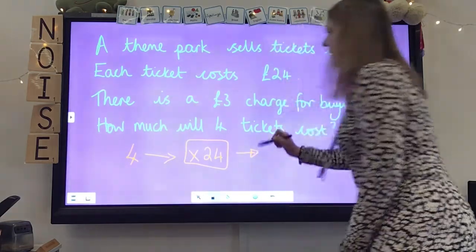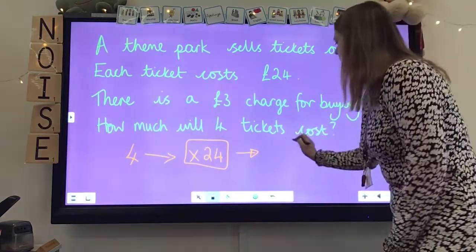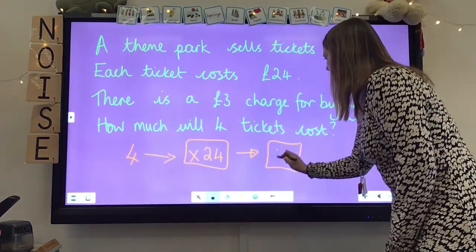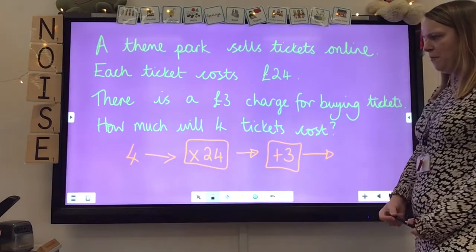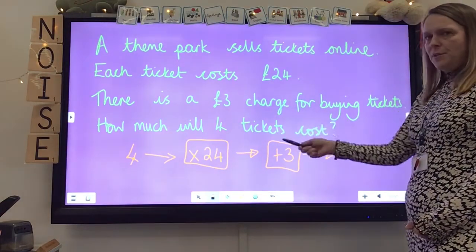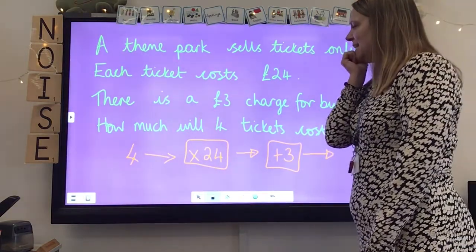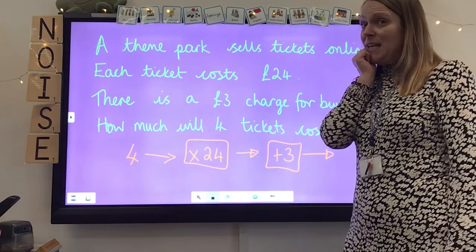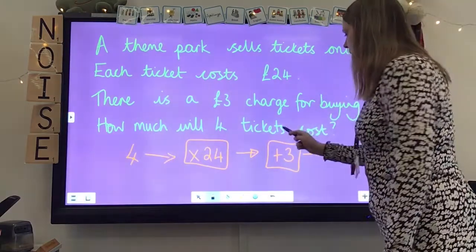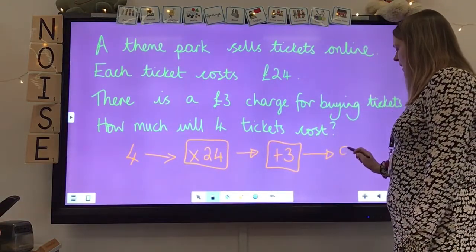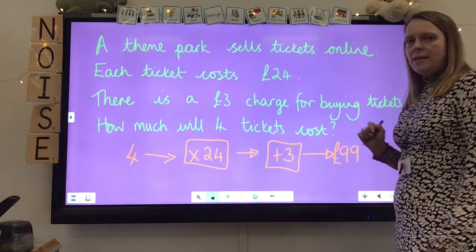Okay, and then it says there is a £3 charge for buying tickets. Now it's a £3 charge in total, not £3 per ticket. So my next thing that I'm going to do is I'm going to add on that £3. And then my output will be my calculation. So 4 lots of £24. Oh, I've picked a tricky example here. So 4 lots of 20 is 80. 4 lots of 4 is 16. So add the 2 together and I make that 96. Okay. Add on the 3 makes it 99. So I know that the cost of 4 tickets will be £99.